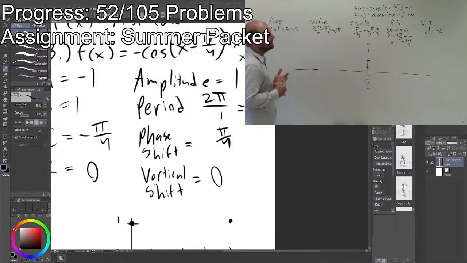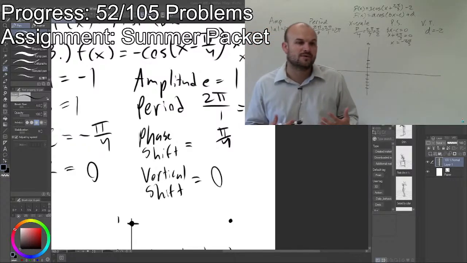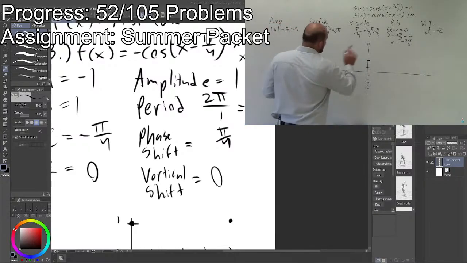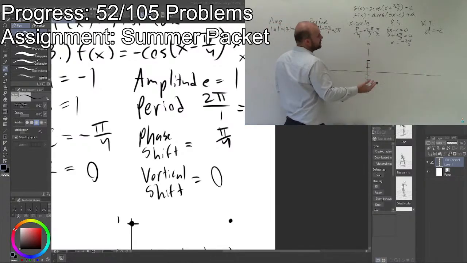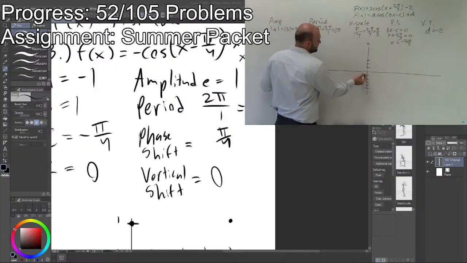The main important thing, the hardest thing to do right now, is to be able to identify the x scale, all right? So rather than starting at 0, which is the parent graph we started, we're going to start at negative 2 pi over 3. So let's just say negative 2 pi.